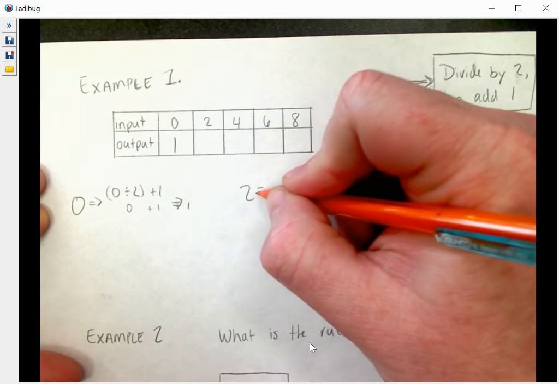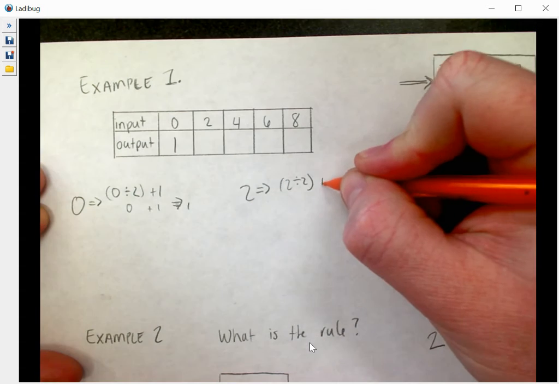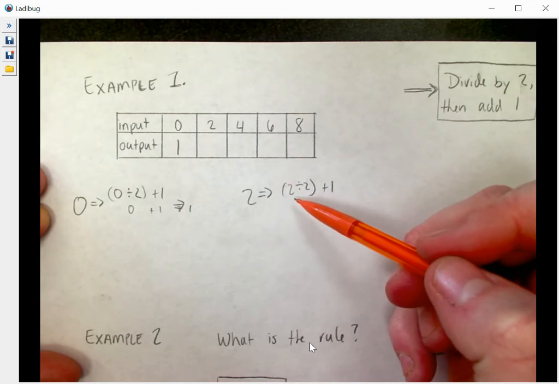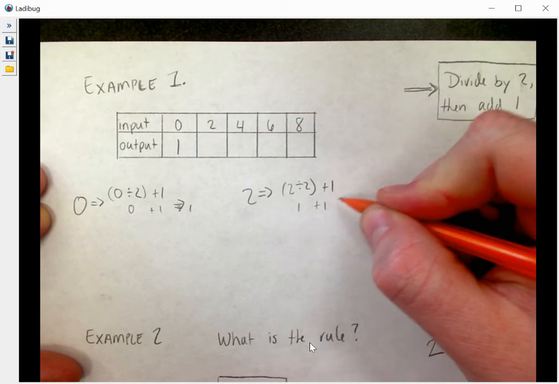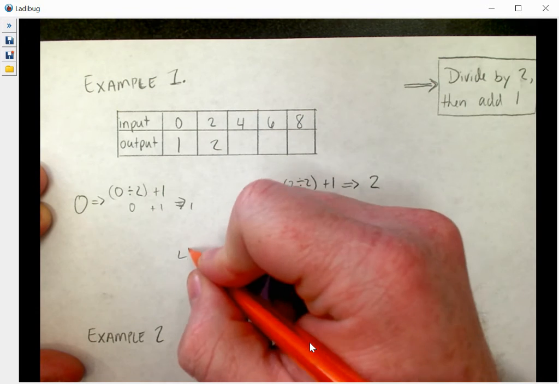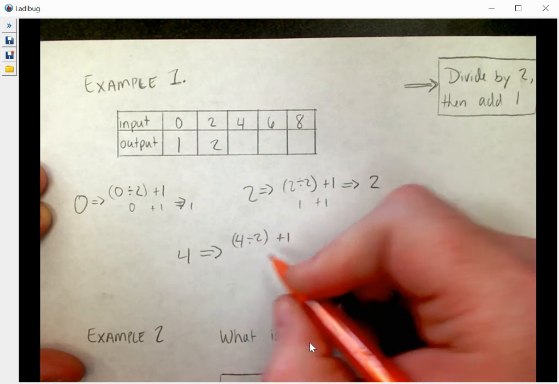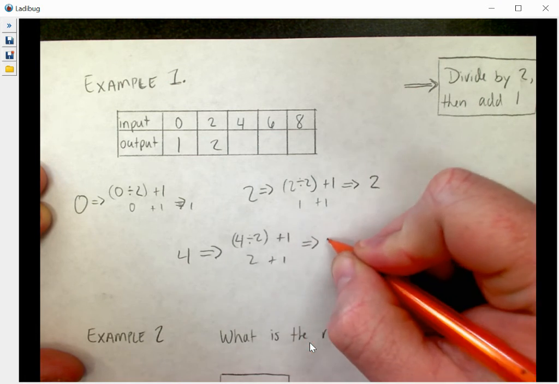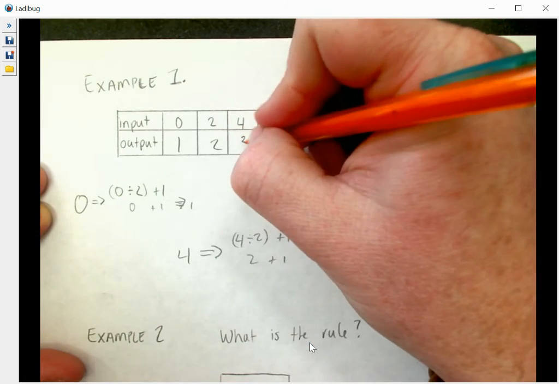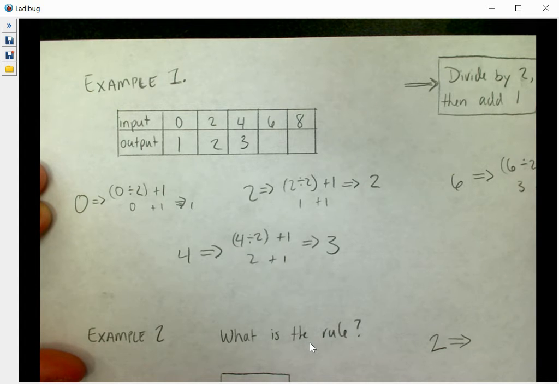Same thing with 2. I do 2 divided by 2 plus 1. 2 divided by 2 is 1. 1 plus 1. So my output would be 2. 4. 4 divided by 2 plus 1. It's 2 plus 1. 3. 6. My input, I do my input divided by 2. I add 1. My output is 4.